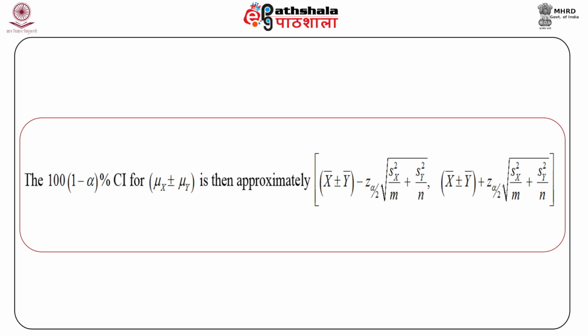Similarly, the 100 times 1 minus alpha percent confidence interval for mu x plus mu y is x bar plus y bar minus z alpha by 2 times the square root of sigma square x by m plus sigma square y by n, and x bar plus y bar plus z alpha by 2 times the square root of sigma square x by m plus sigma square y by n.